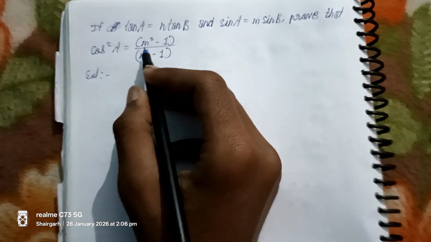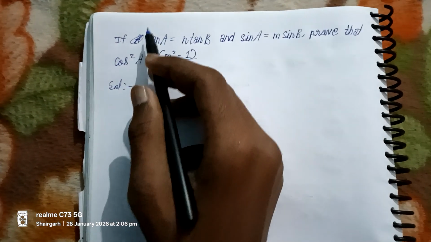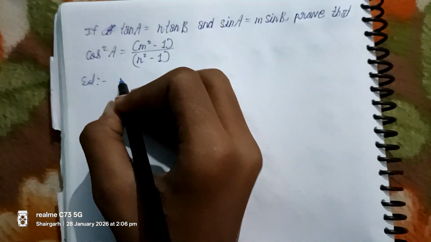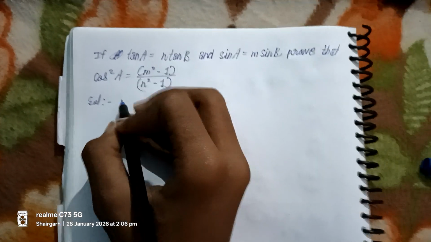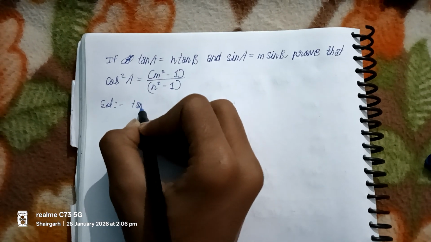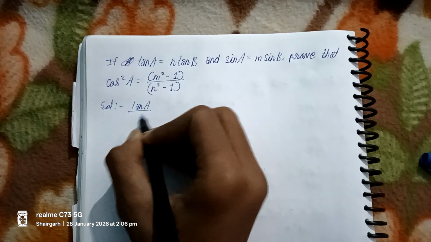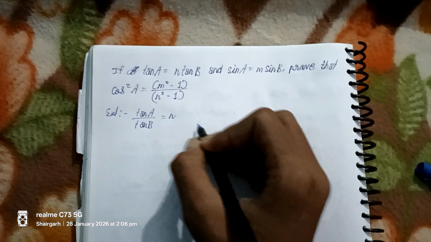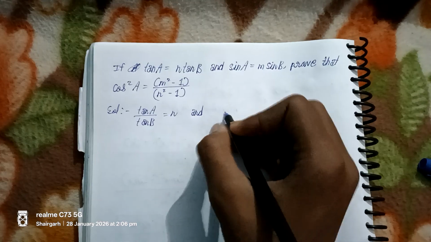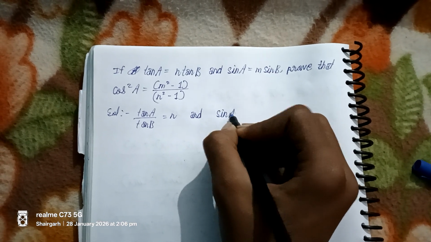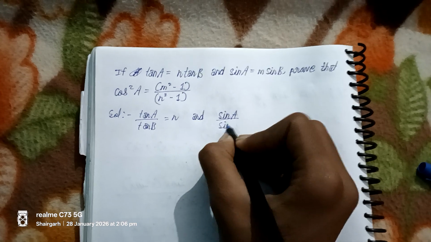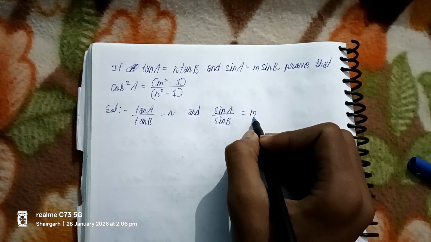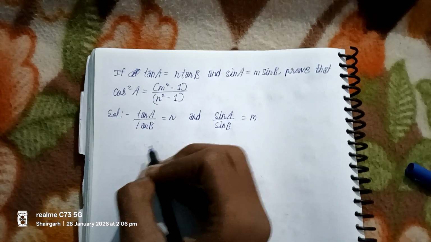First of all, we can find the values of m and n from the given equations. So this will be tan A upon tan B equal to n, and sin A upon sin B equal to m, and we can put the values of m and n in this equation.